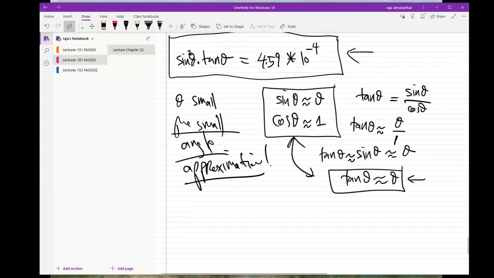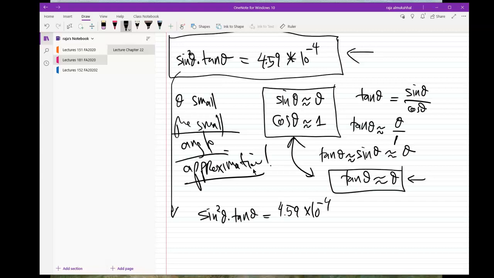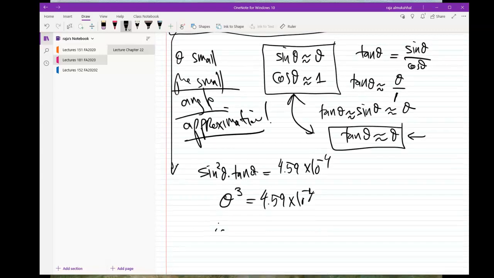Look, go back to it again. Here is my expression. I'm reaching the edge of the screen, so I'll write it down again: sine squared theta times tan theta equals 4.59 times 10 to the negative 4. Sine squared theta and tan theta, well, these are all thetas. That's going to be theta cubed equals 4.59 times 10 to the negative 4. And therefore, theta is equal to 4.59 times 10 to the negative 4, to the power of 1/3.